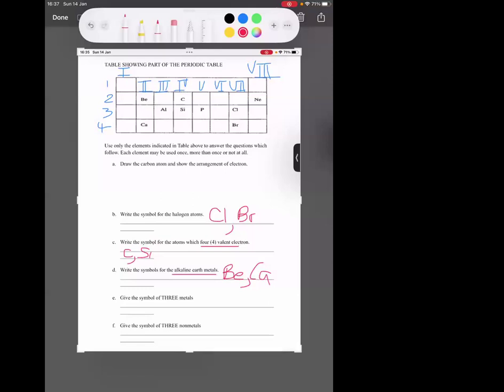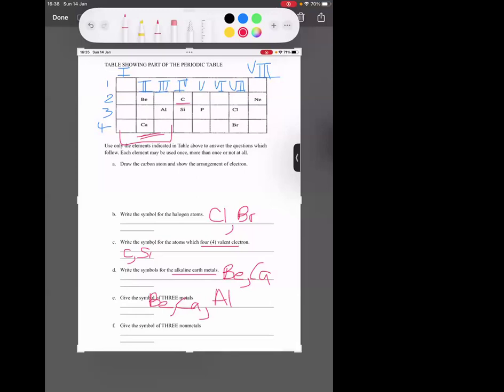It says give the symbol of 3 metals. Metals belong to which group of the table? Group 1, 2 and 3. Where are the metals that we have here? We have beryllium, calcium. Calcium, not carbon. Carbon is C. Calcium is Ca. And aluminum.